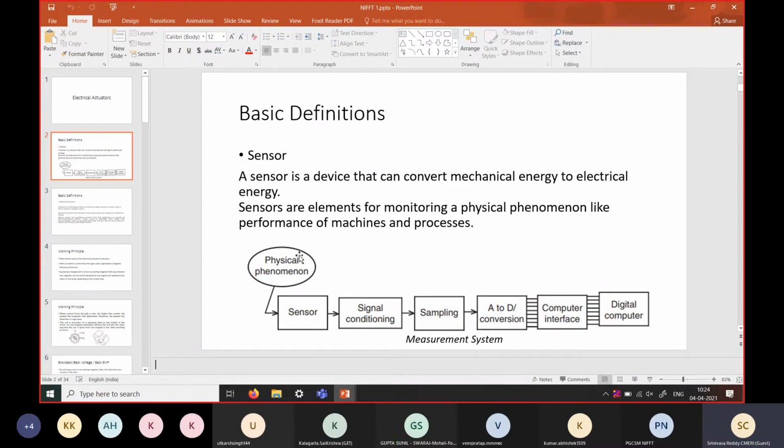So first there is a physical phenomenon which we want to sense through a sensor. After converting the physical quantity to an electrical signal, that signal may have different kinds of noises. So that has to be conditioned so that we can read it properly. Generally these signals are analog continuous signals, so that has to be sampled. Sampling means at a particular time period we will be taking the analog signal readings, which is passed to the analog to digital conversion.